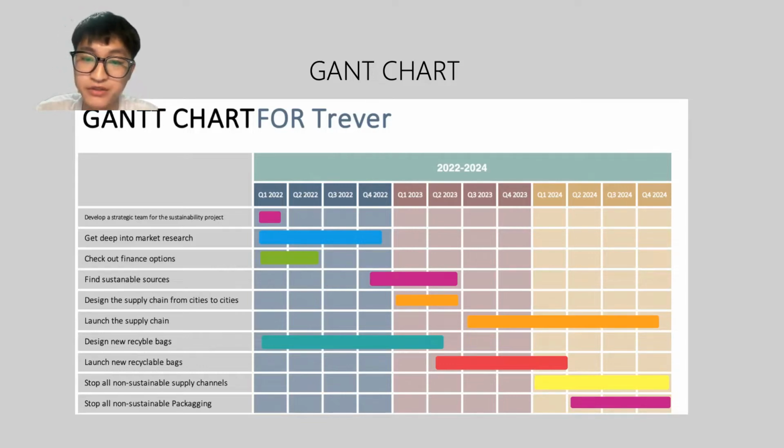Then in the third milestone, starting from 2024, we'll stop all the non-sustainable supply channels and suppliers to decrease our waste rate among all the other competitors in the UK. And after that, we will stop all the non-sustainable packaging starting from the second quarter of 2024.